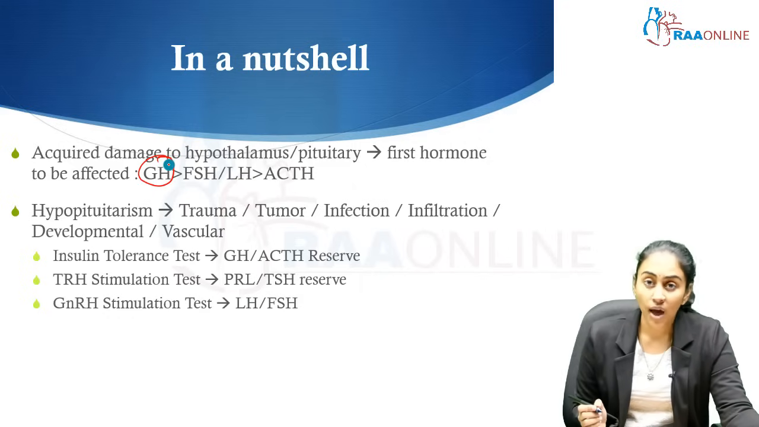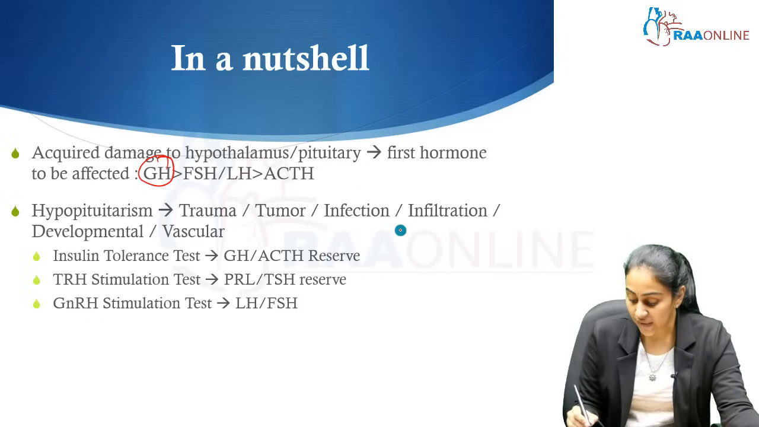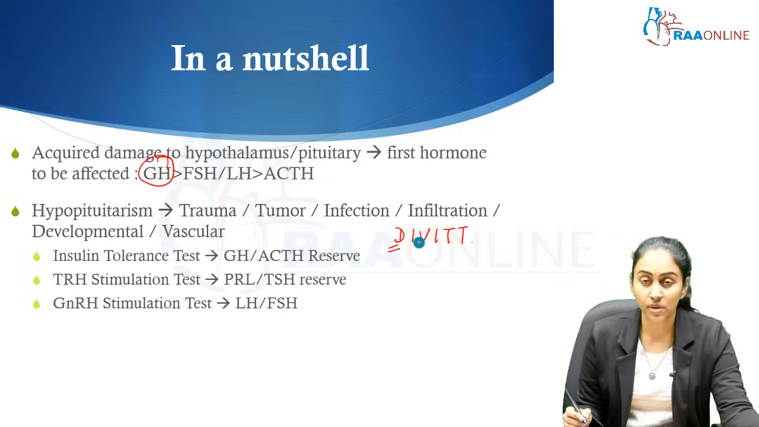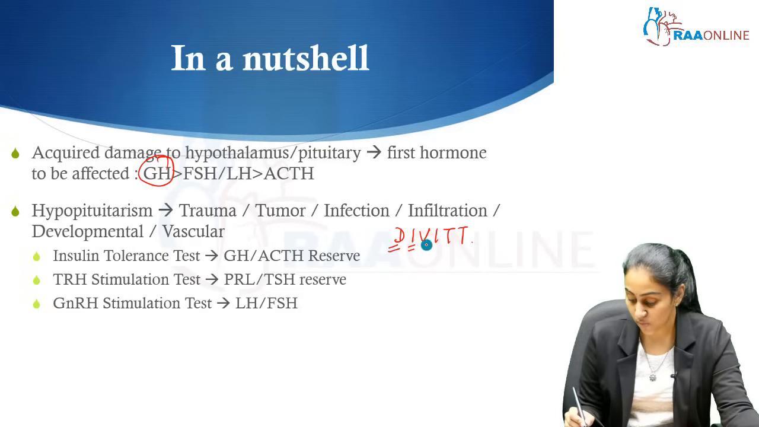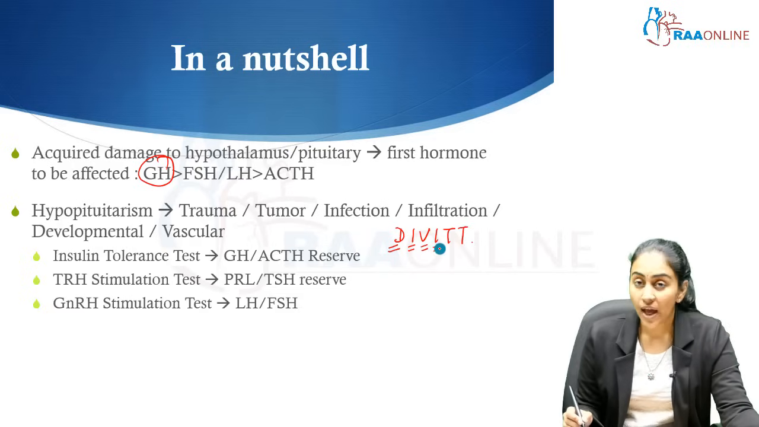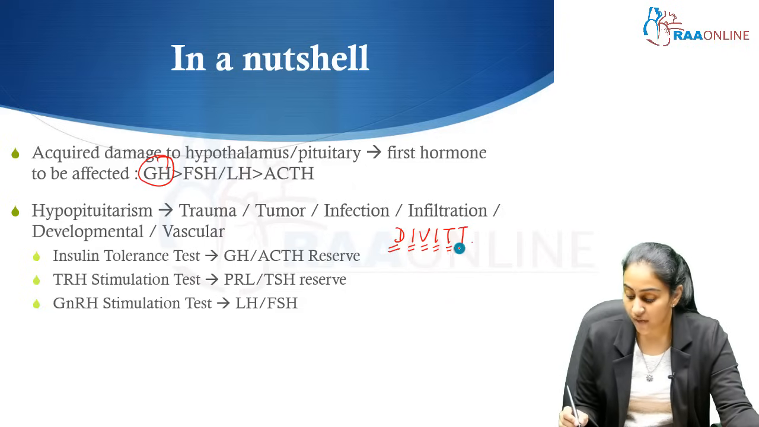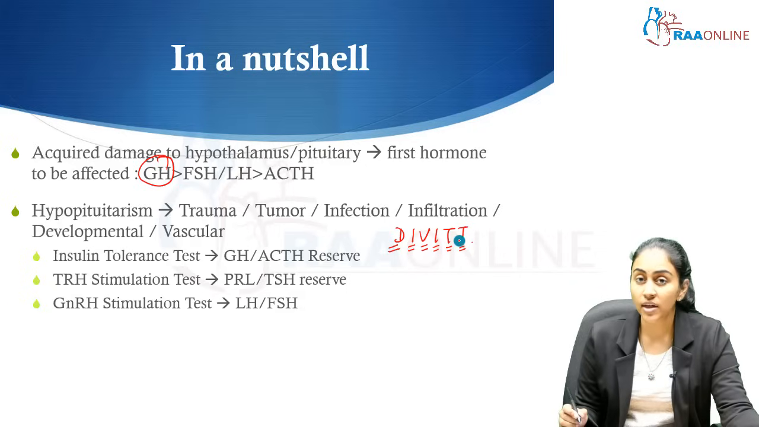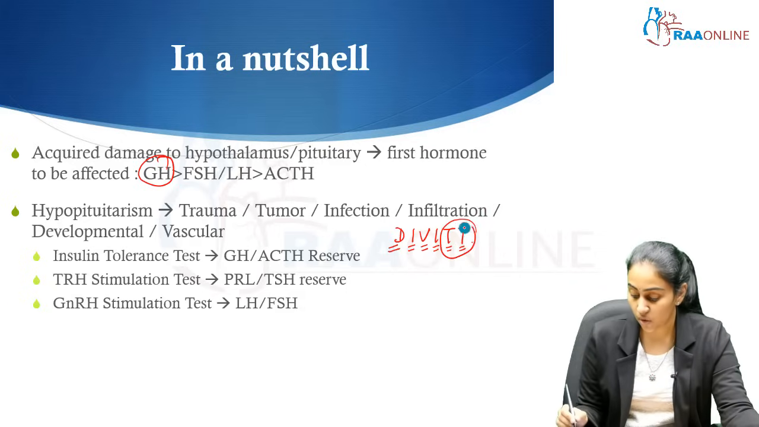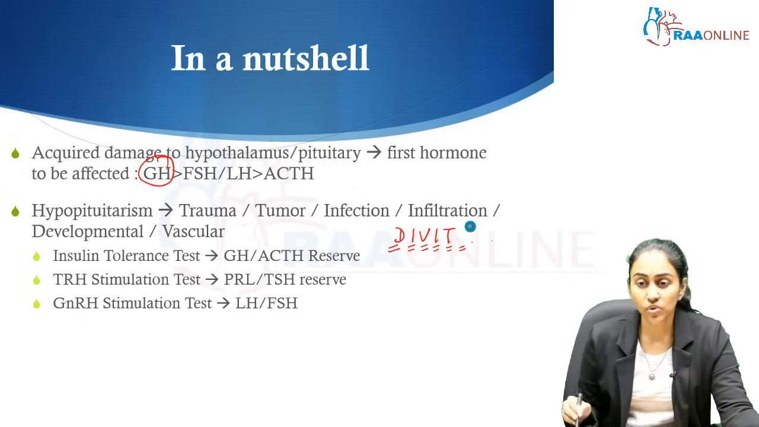What are the causes of hypopituitarism? Remember DIVIT. What is DIVIT? D for developmental anomaly, be it pituitary dysplasia or hypothalamic dysfunction, I for infection like tuberculosis or toxoplasmosis or histoplasmosis, V for vascular like pituitary apoplexy, another I for infiltration like sarcoid or hemochromatosis, and we have 2 T's which are trauma and tumor, which are the more common causes.